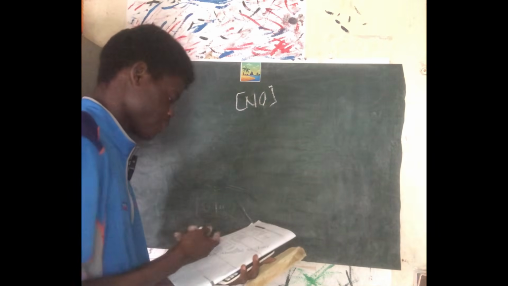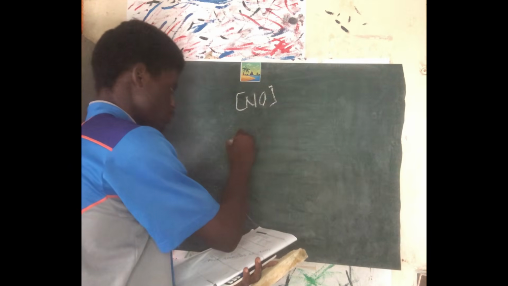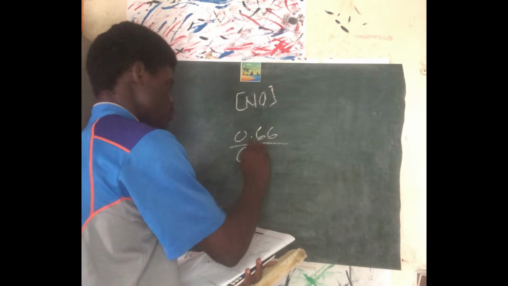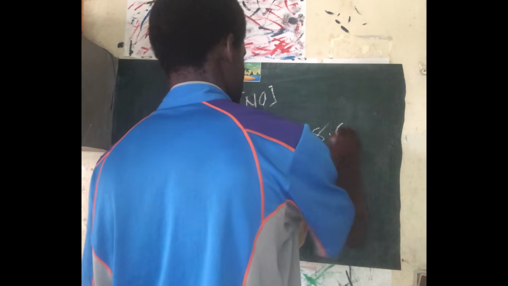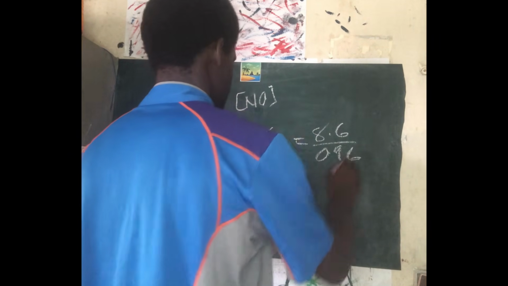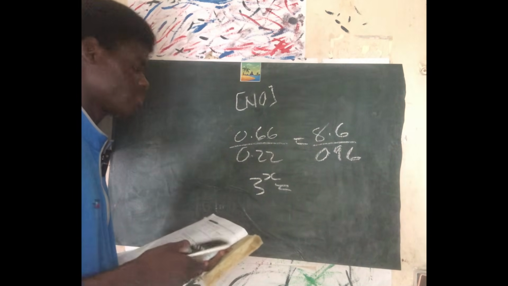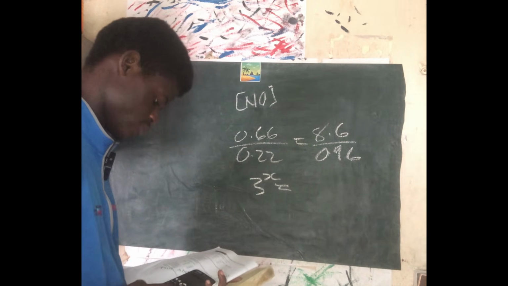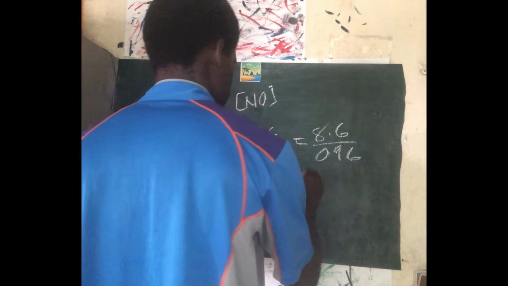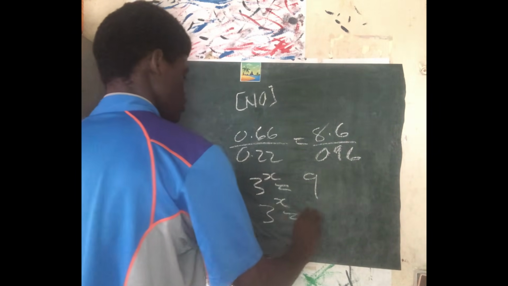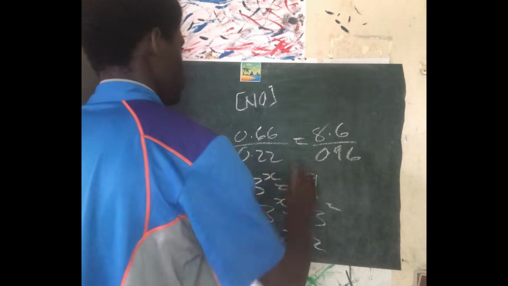And go back to NO. Since Cl2 is constant, it's changing at NO. That's 0.66 divided by 0.22, and then you go to the rate, 8.6 divided by 0.96. This one will give you 3. That's 3 raised to the power x is equal to 8.6 divided by 0.96, which will give 9. And that's 3 raised to the power x is equal to 3 raised to the power 2. 9 is 3 raised to the power 2, of course. So that's x is equal to 2. Now the order of reaction of NO is 2.